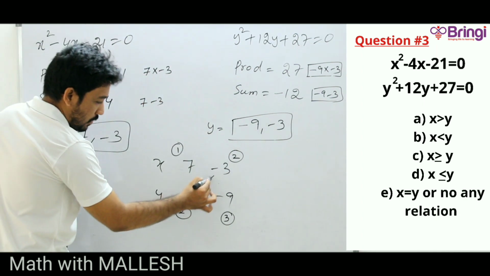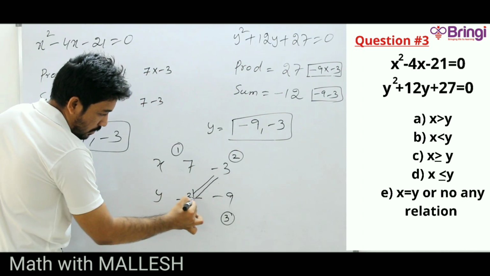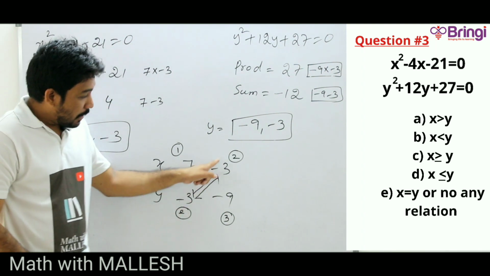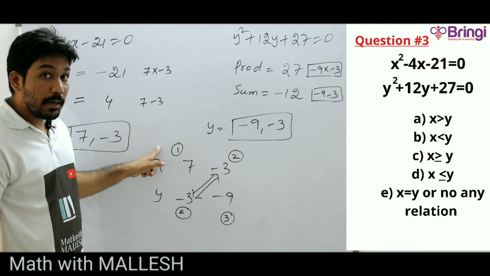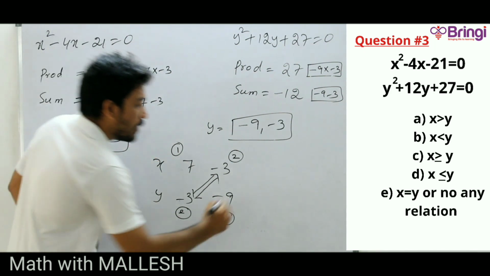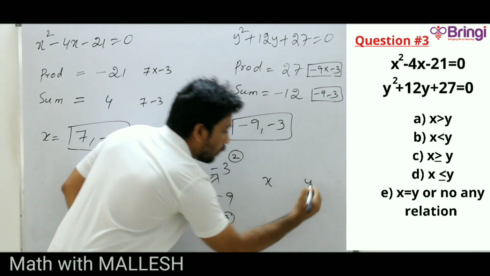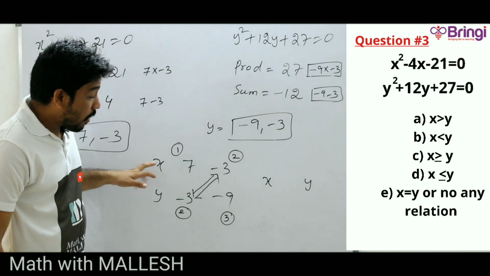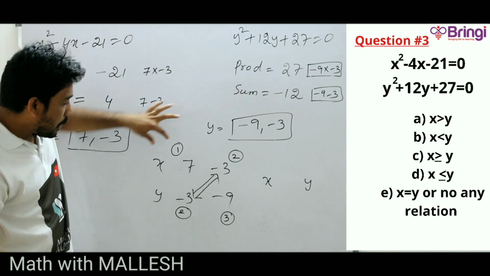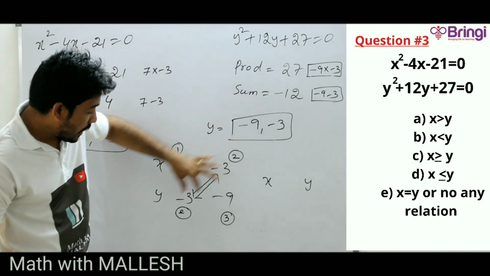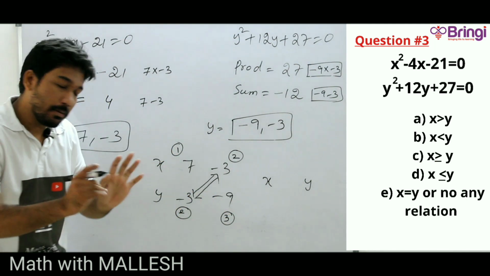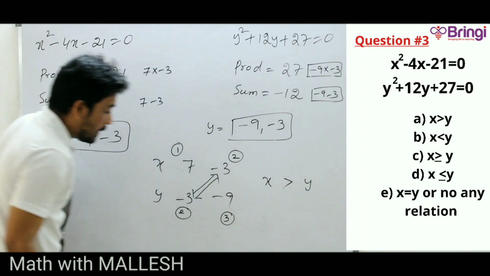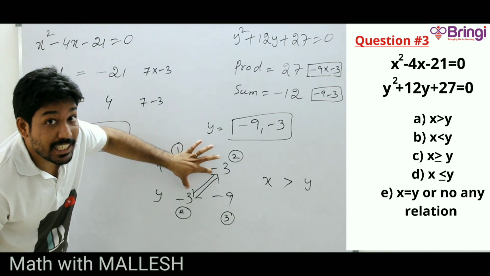Why? Because second position is shared by the x and y. And who occupied first position? X. So x, y. X is always greater than y. Why? Because x has positions 1 and 2 and y has positions 2 and 3. X is always greater than y. Perfect. And sometimes it is equal also.